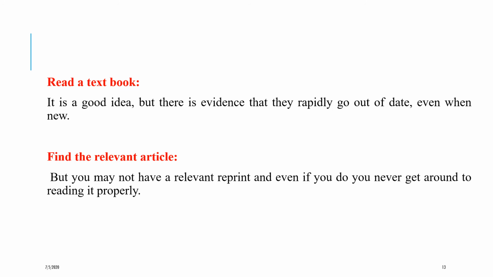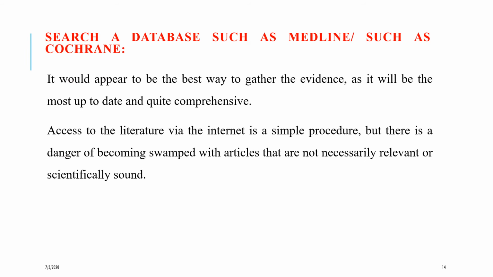So then you may ask me, then what we have to do to get the proper evidence? You have to follow all the 4 steps. Search a database such as Medline or Cochrane. It would appear to be the best way to gather the evidence, as it will be the most up-to-date and quite comprehensive. Access to the literature via the internet is a simple procedure, but there is a danger of becoming swamped with articles that are not necessarily relevant or scientifically sound.